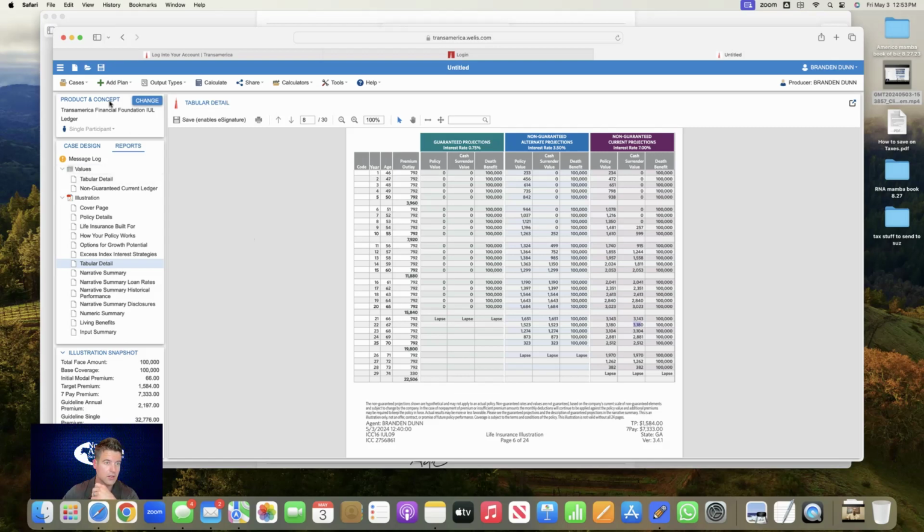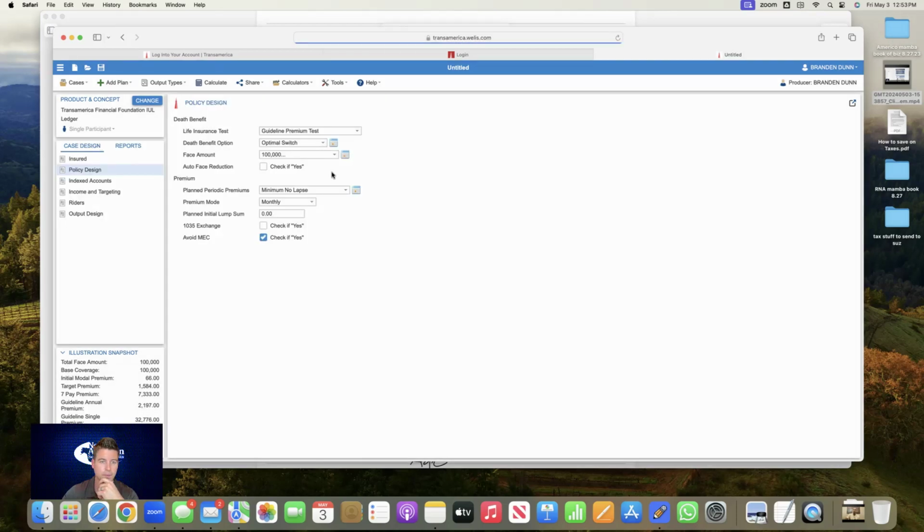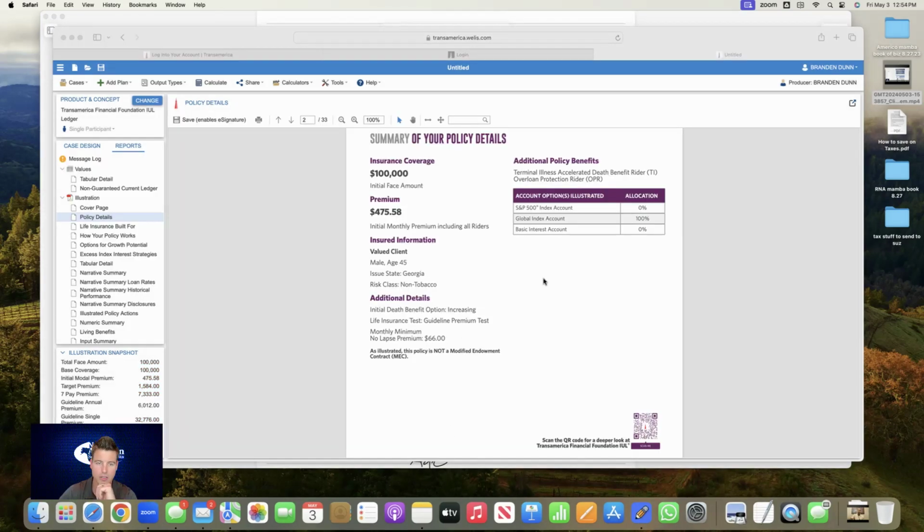Now, let's change the design and put it at the maximum. If you're writing IULs for people that want to max out their cash value accumulation, this is how you would design them. That premium was $66 a month. Let's look at what this one's going to be. All right, guys. I didn't change anything other than I wanted to pay the maximum instead of the minimum, which still shows at 66. Now the maximum is 475. It's actually pretty close to the situation that I showed y'all earlier.